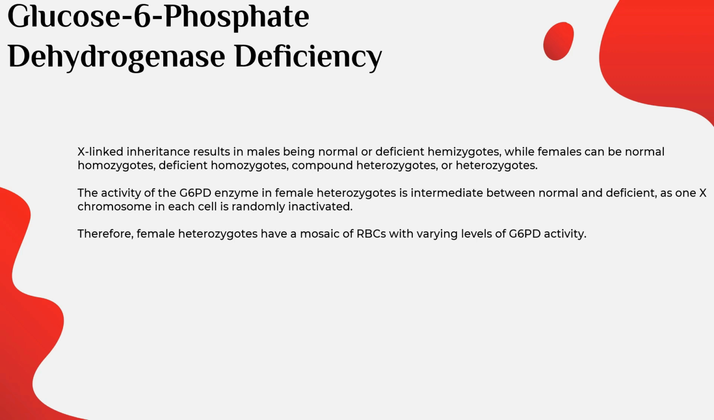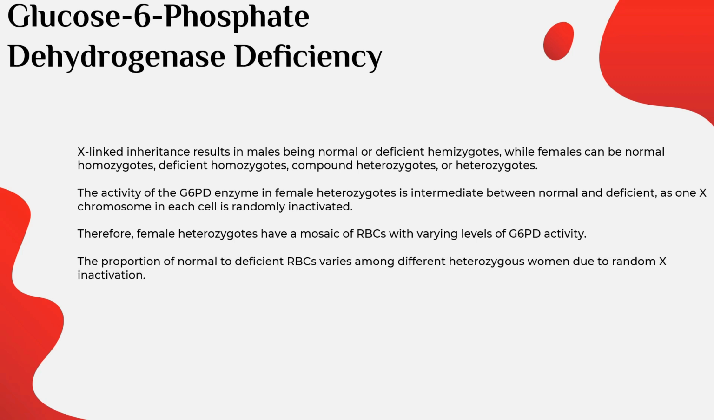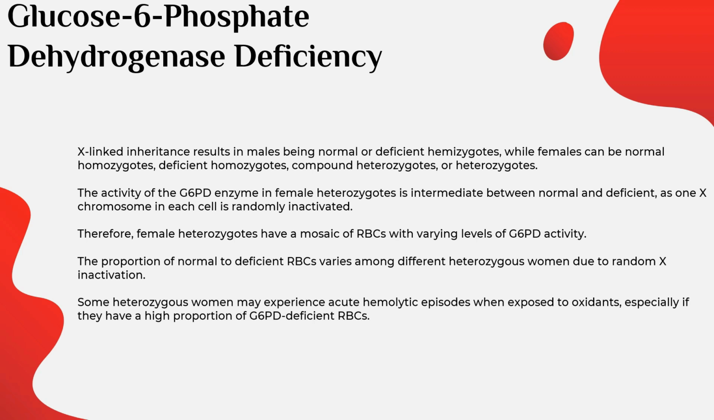Therefore, female heterozygotes have a mosaic of RBCs with varying levels of G6PD activity. The proportion of normal to deficient RBCs varies among different heterozygous women due to random X inactivation. Some heterozygous women may experience acute hemolytic episodes when exposed to oxidants, especially if they have a high proportion of G6PD deficient RBCs.